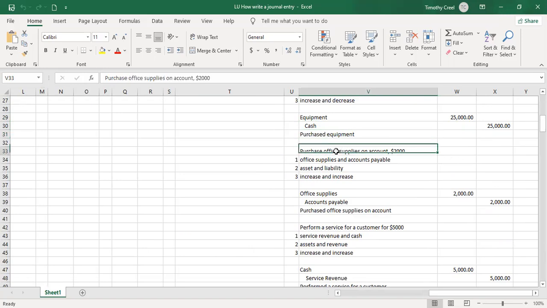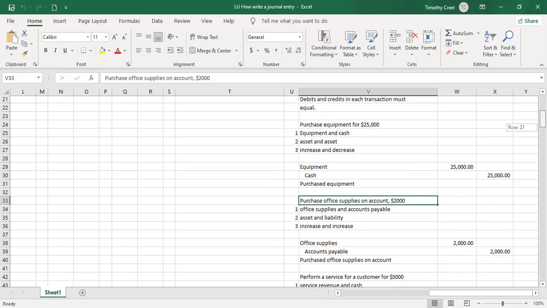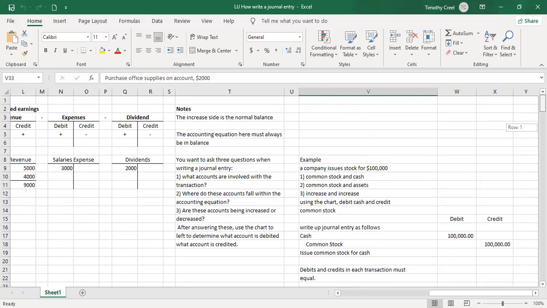Okay, so let's look at another transaction. Let's say we purchase office supplies on account for $200. Now, we're doing something very similar to the last section that we looked at last chapter, except that we're adding in the debits and credits to it. So let's say that we purchase office supplies on account for 200. Again, we ask ourselves these questions.